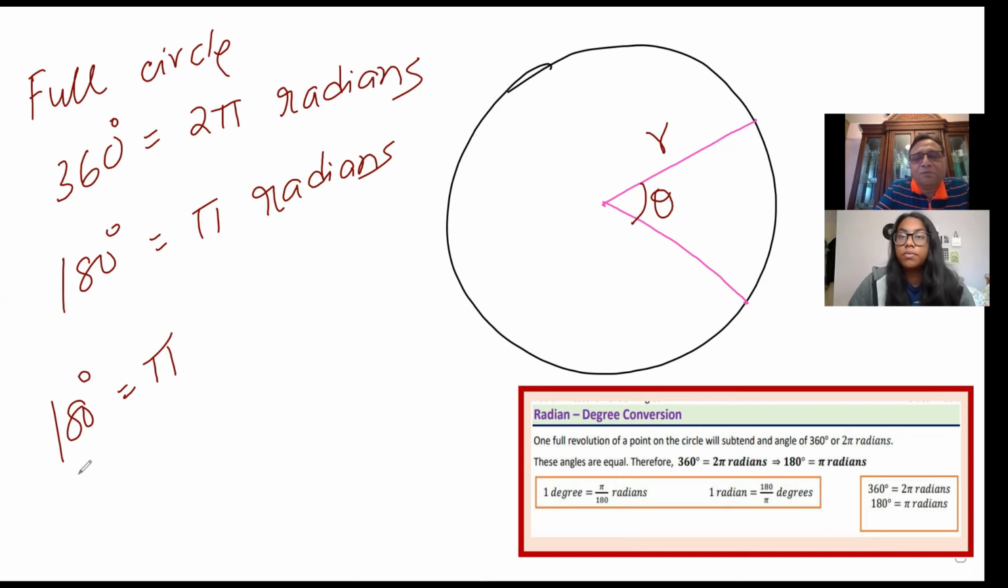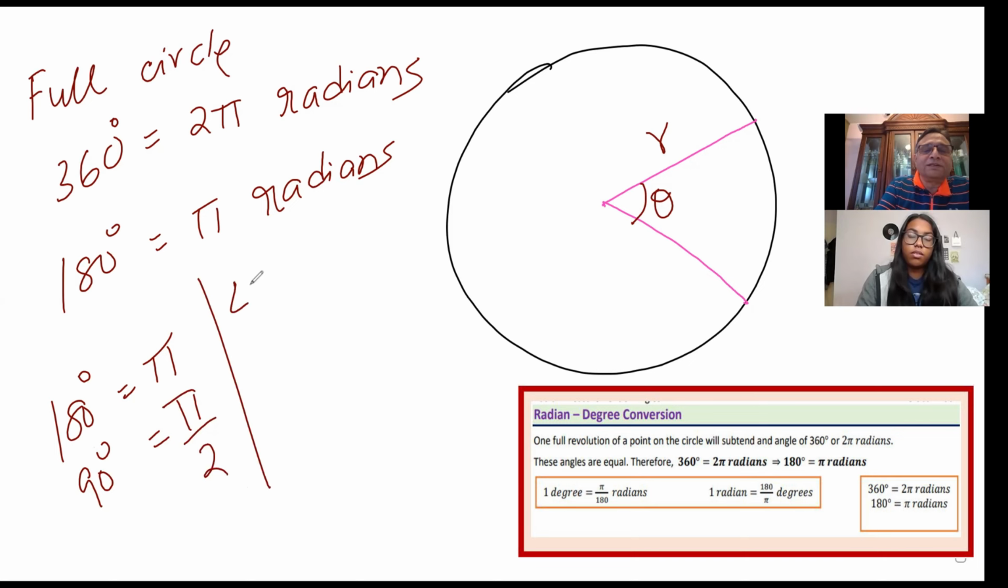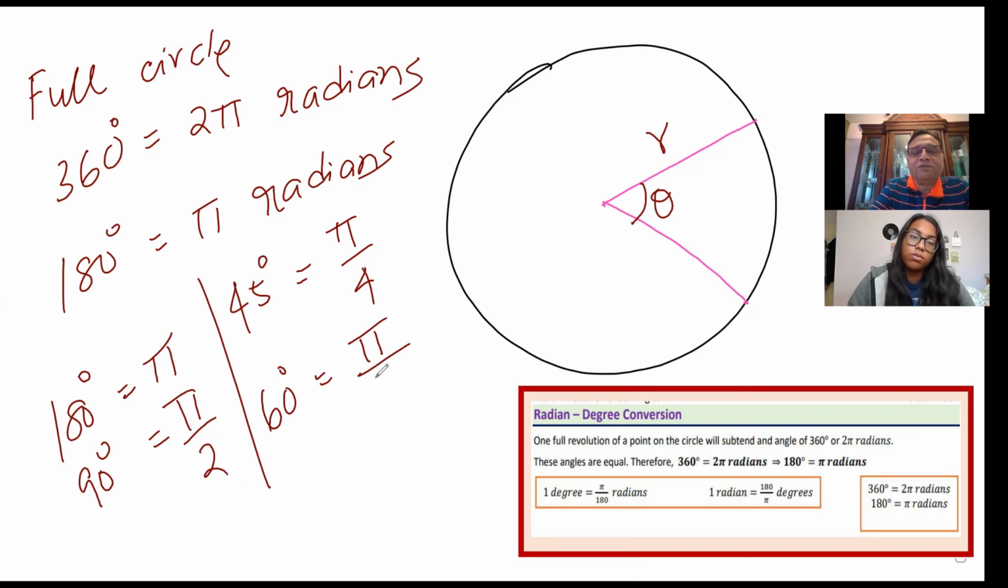Now, let's do some exercises to convert degrees to radians. 180 degrees is pi. So what is 90 degrees? Half of that, right? Pi over 2. And what is 45 degrees? Pi over 4. Simple as that. If I do 60 degrees, then 180 degrees is pi radians, 60 degrees is 1/3, right? If you divide 180 by 3, you get 60 degrees.